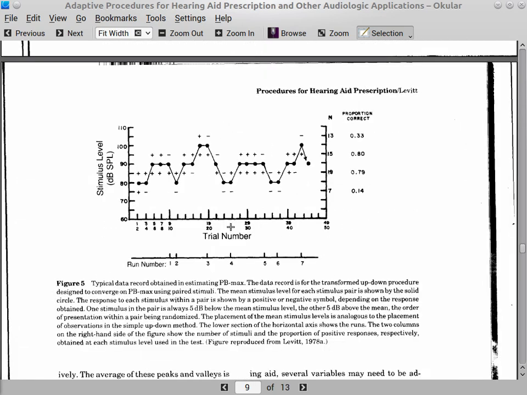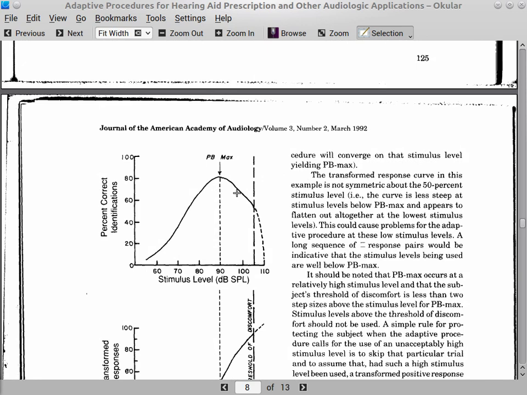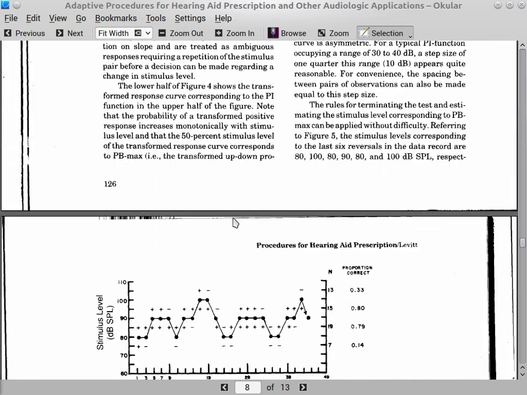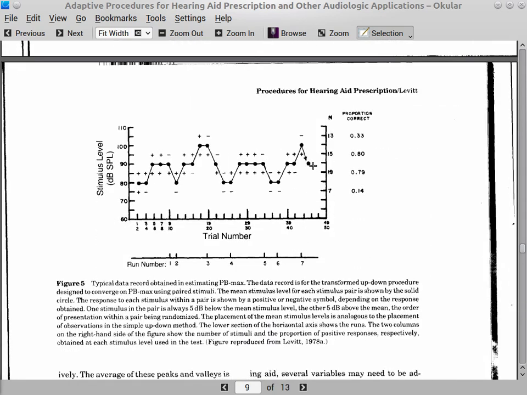So that's why when we get one incorrect and one correct, this is the pattern we expect to see, we're going up. We're going up because we don't think we've reached PB max yet. But when we get the opposite pattern, say a positive and a negative, then maybe you're worried about rollover. Maybe you've gone too far, and you're on the opposite side of the psychometric function. So what you're trying to do is average this data and get a predictor of what stimulus level you should use for PB max.